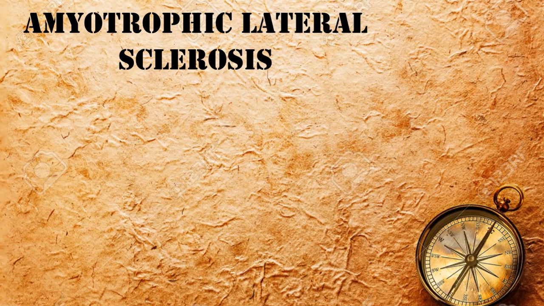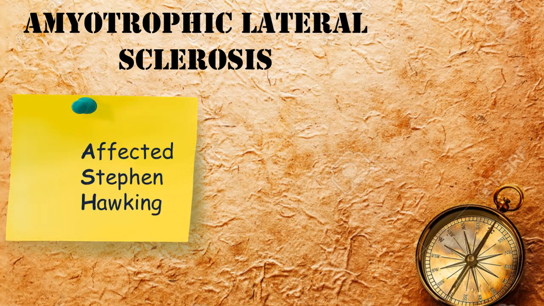So if it is STURGE-WEBER, we have to remember as Weber, VVEBER. Then comes amyotrophic lateral sclerosis. It is a mixed combination of lower motor neuron lesion and upper motor neuron lesion. So let's see the mnemonics. It is affected Stephen Hawking. So we know Stephen Hawking had been affected by ALS. So just remember the mnemonic.